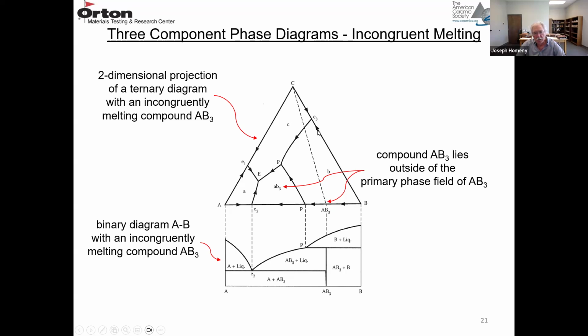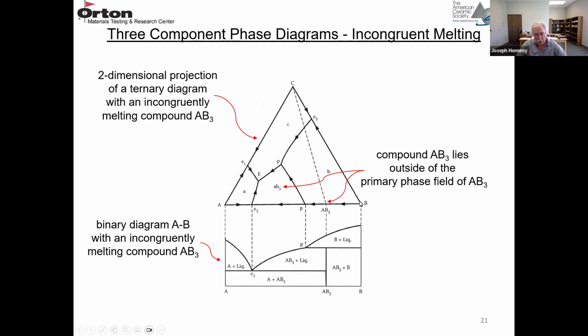So this is a simple eutectic binary on this side, BC. On the side CA is another simple eutectic binary. But on this side, AB, we have an incongruently melting compound because this compound right here, AB3, is not in its primary phase field. So compound AB3 lies outside of its primary phase field, so we know it's incongruent.